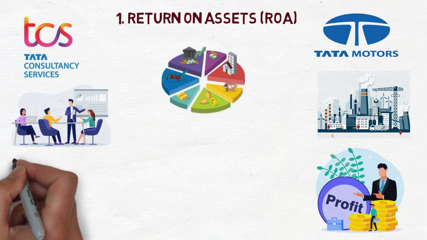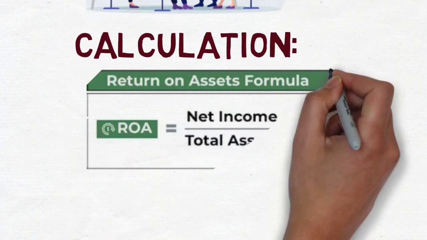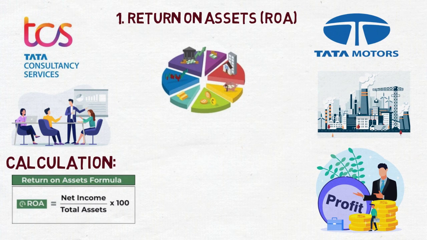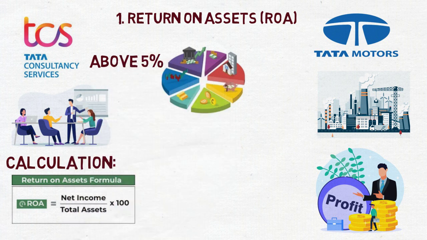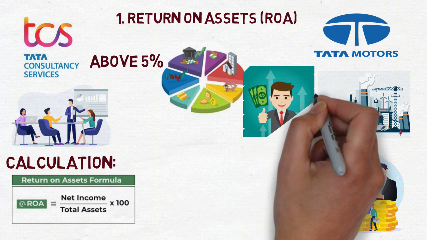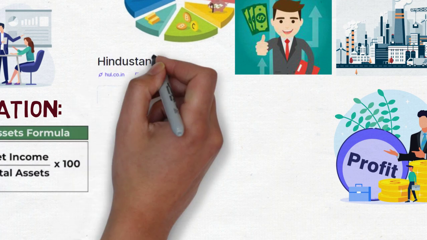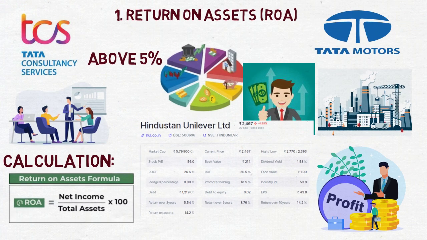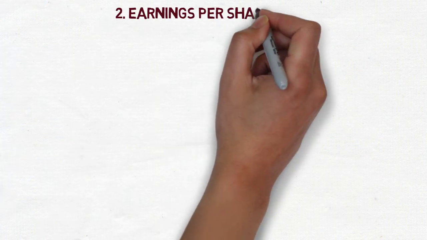You can calculate ROA by dividing net income by total assets, then multiplying that number by 100. In general, an ROA above 5% is considered to be good. A higher ROA is better, as it indicates that the company can generate more income from each rupee of assets. For example, here we can see the return on assets of HUL is 14.2%, which can be considered a decent number.